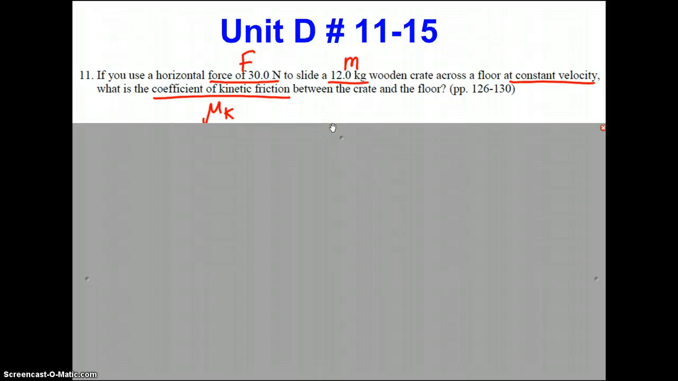As we have modeled in other problems, we go through and label known information and the variable associated with it. We have a horizontal force of 30 newtons, so we underline that and label it F. We have a 12 kilogram wooden crate. By the units of kilograms, we recognize that as the mass of the wooden crate. We note that it's moving at constant velocity. That's very significant, so I've underlined that. And they want to know the coefficient of friction between the crate and the floor. Since it's moving, and they say coefficient of kinetic friction, I've underlined that and labeled it mu k.